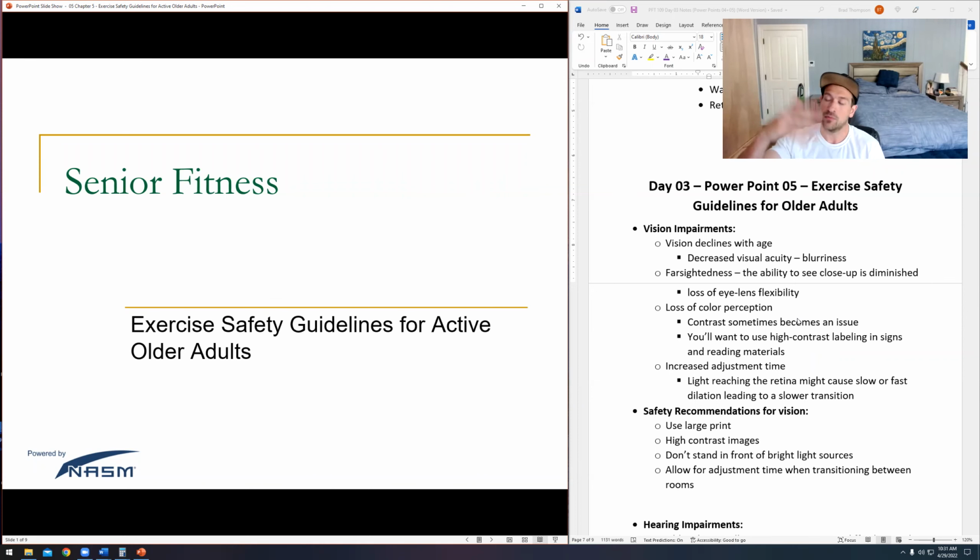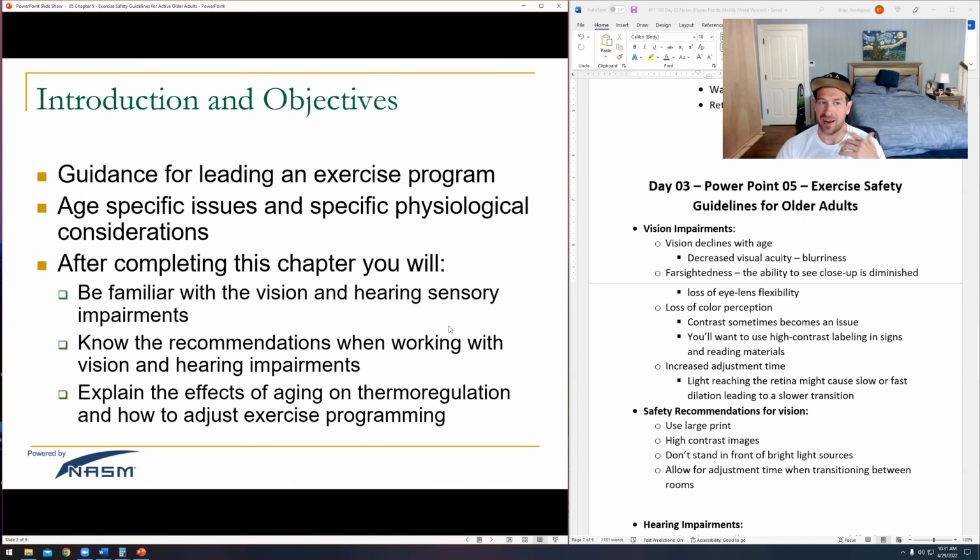We're sort of going in order of training a client. You get your assessment data. Now, before you train them, make sure you're keeping them safe. Here are things to remember about as we get older.